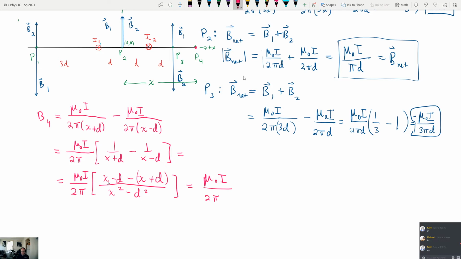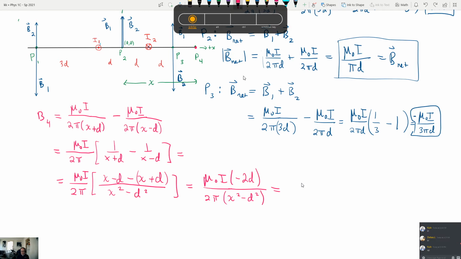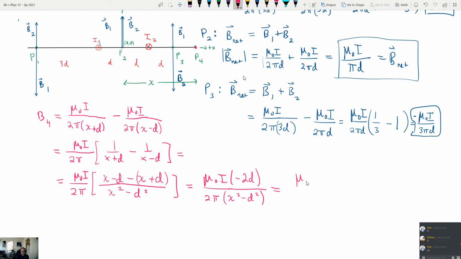What happens to the numerator now? x minus x, negative d minus d. So we have a negative 2d left over, I think. And then the denominator is x squared minus d squared. And then this is just going to be negative. Well, we could absorb the negative in the denominator, I guess. Yeah, x is always greater than d, right? Maybe we shouldn't do that. Yeah, just leave it as negative mu naught I d. The 2's cancel. And there we go. That's our answer.